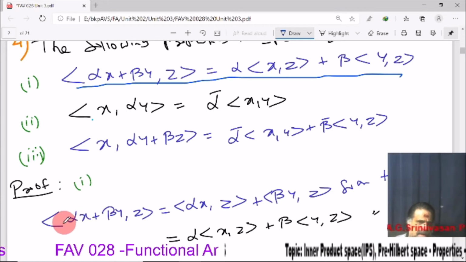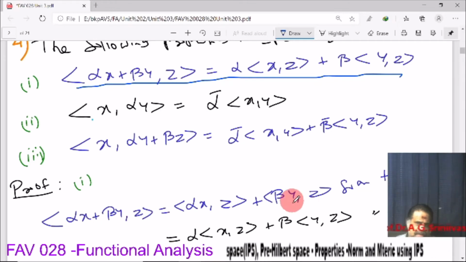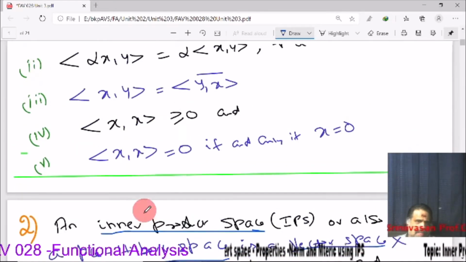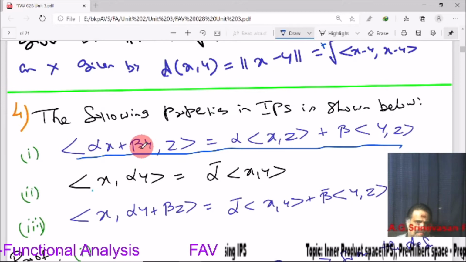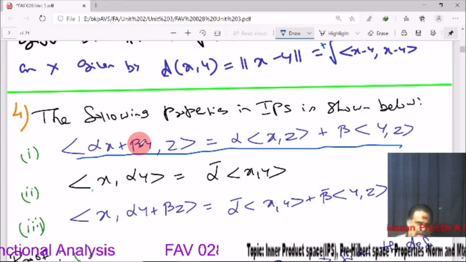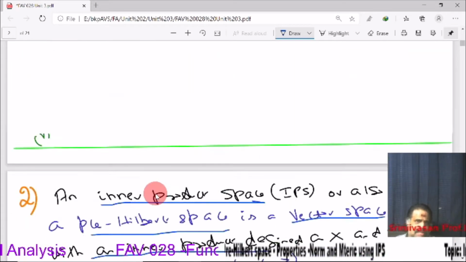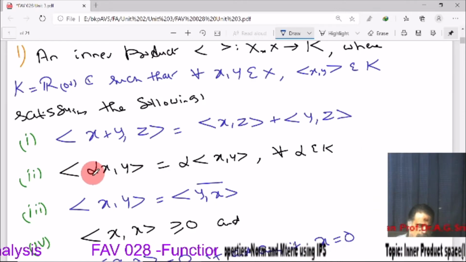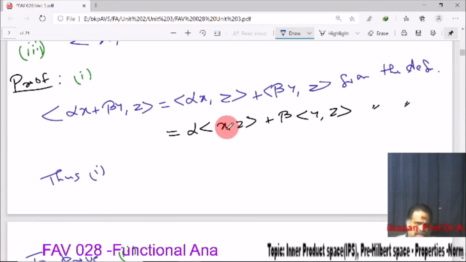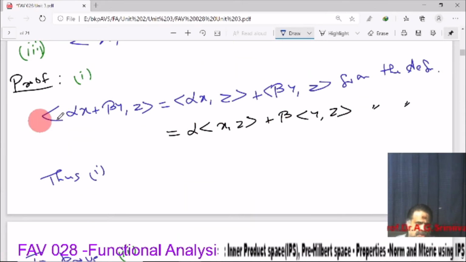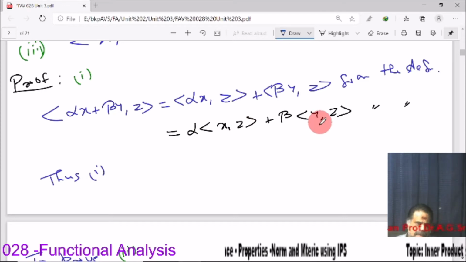Now take the first component, which is alpha x, and the first component beta y. So it's going to be alpha x comma z and beta y comma z, by using the definition. So the first component is alpha x, and the second component is z, and beta y is again the first component, comma z. Now alpha can be taken out by the second axiom of the inner product: if alpha is in the first component, it is alpha times xy. So using that, you will get alpha times xz plus beta times yz. This shows that inner product alpha x plus beta y comma z is alpha times xz plus beta times yz.